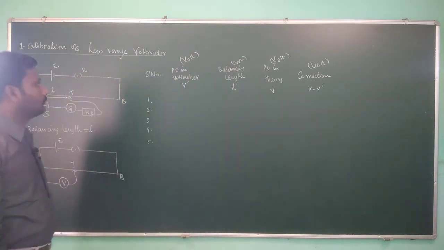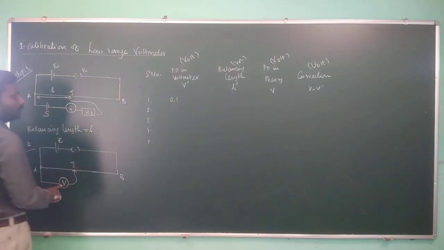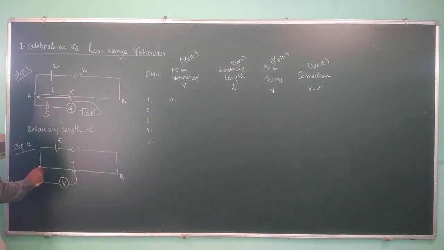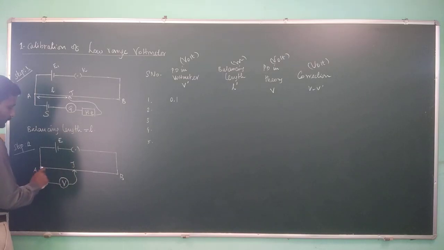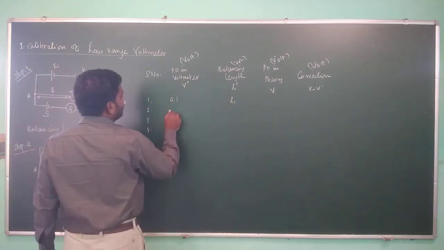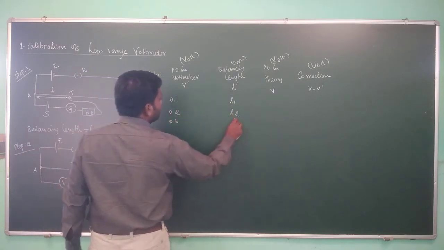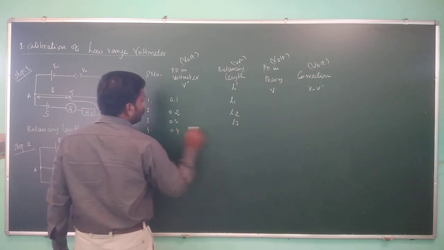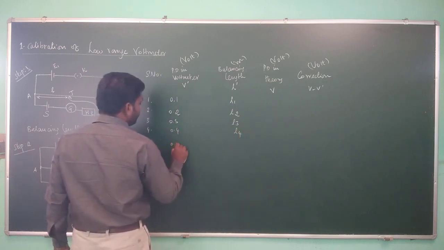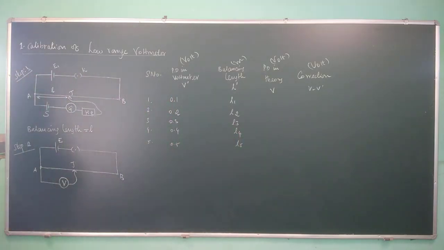Now let's set the value in the voltmeter to 0.1 volt. We slowly move this sliding jockey and monitor the voltmeter. When it reads 0.1 volt, we write the length corresponding to that, and you can write L1. Similarly, for 0.2 volt, L2, 0.3 volt, L3, 0.4 volt, L4, 0.5 volt, L5. In that way, we can take the readings.